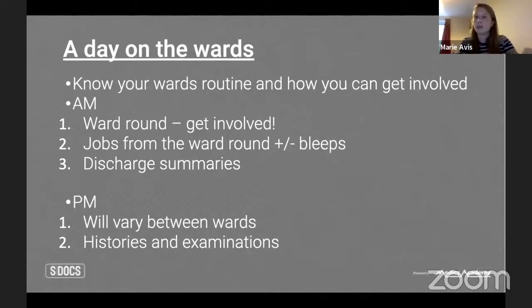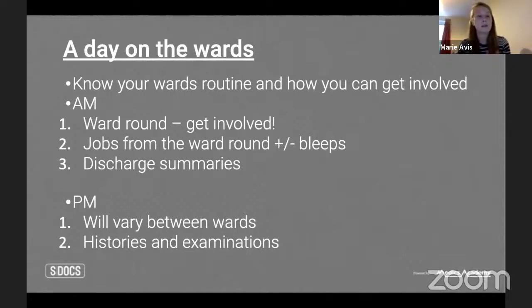And then discharge summaries. This either happens in the morning or in the afternoon, depending on how your ward runs. But discharge summaries are the bane of everyone's life. And if you can get someone to get involved with you, teach you how to do them, they will love you forever for offering to do a couple of them for them, which means they'll hopefully have more time to teach you or help you out. And it's really useful because you spend a lot of your time as an F1 doing discharge summaries.